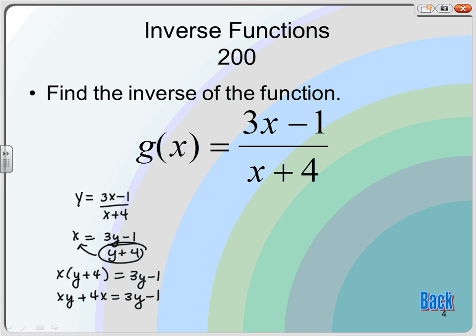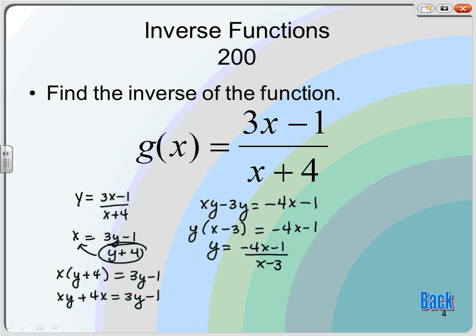And this is usually where people don't know where to go. I'm trying to solve for y, so we want to get everything that has y on one side, and everything that doesn't have y on the other side. I'm just going to subtract the 4x over. That allows you to pull out what they have in common, the y value. Now I can divide by the x minus 3, so I get y equals negative 4x minus 1 all over x minus 3. And y was g of x before, so now it's g inverse of x since I switched my x's and y's. So you might see it as negative 4x minus 1 over x minus 3.